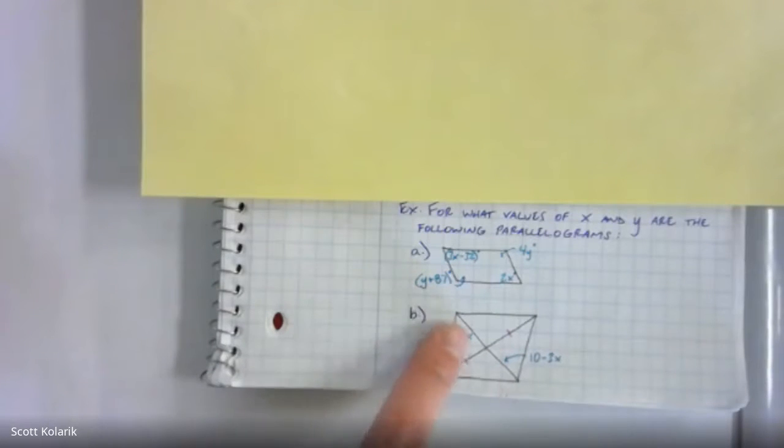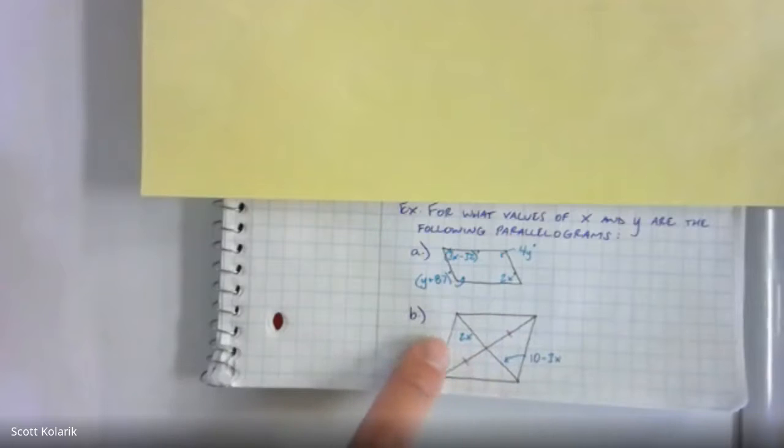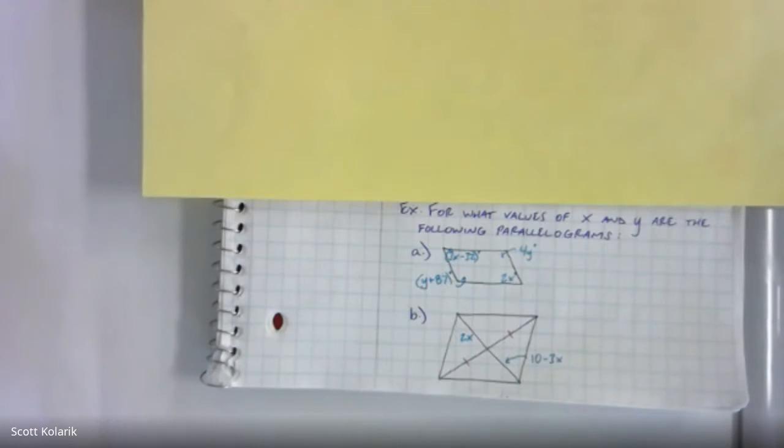But the same also has to be true for this diagonal. Namely, this upper half up here has to match or be congruent to this lower half here. So I would simply set up the equation that 2x has to match or equal 10 minus 3x. And then again, I would go through the normal algebraic method of solving for the variable. Combine like terms, move stuff away from the variable. Okay. Anyway, that's what you'll kind of see.